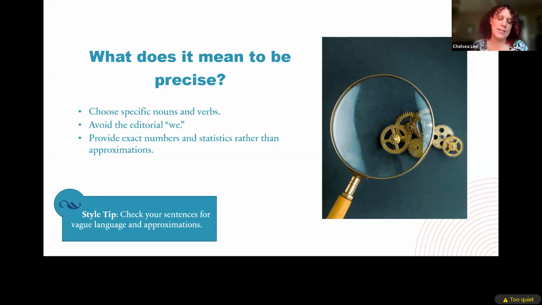So a style tip for examining your work for precision is to go through your sentences, especially topic sentences of your paragraphs, and checking for use of editorial we, checking for vague language, and checking for approximations.